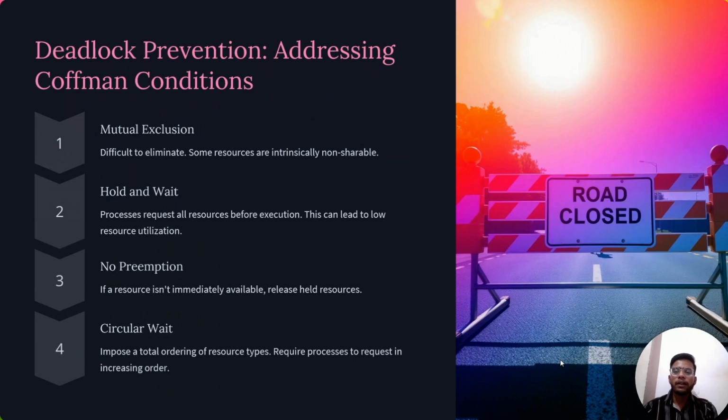Now we have the methods by which we do deadlock prevention in our process. If we eliminate any one of the four conditions, we can stop the deadlock in our process. First, mutual exclusion, which we have already studied, is difficult to eliminate, since some resources are intrinsically non-shareable. Hold and wait: a process requests all resources before execution. This can lead to low resource utilization. No preemption: if resources are not immediately available, the process releases its held resources. Circular wait: impose a total ordering of resource types and require processes to request in increasing order.